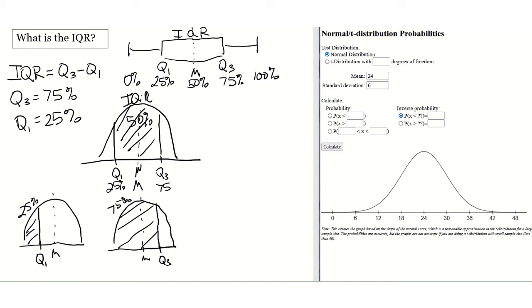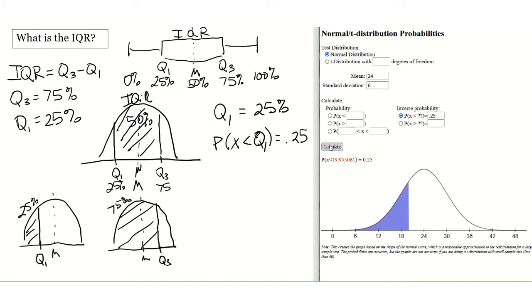So to get my Q1, that's at 25%. So that means I'm going to plug this into my probability formula. I'm going to take the probability of X, and I want to know what value is going to give me my Q1, which is going to be 25%. So I'm going to type in 0.25, calculate, and that tells me that my Q1 value is going to be 19.9531. That's my Q1.